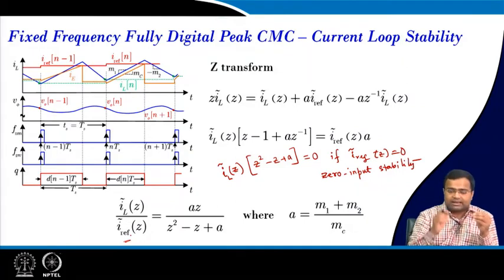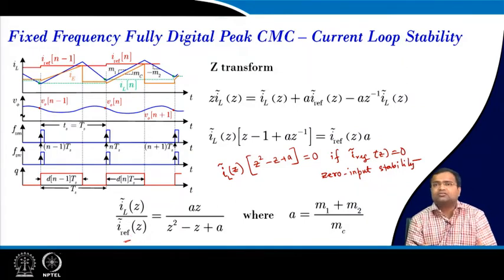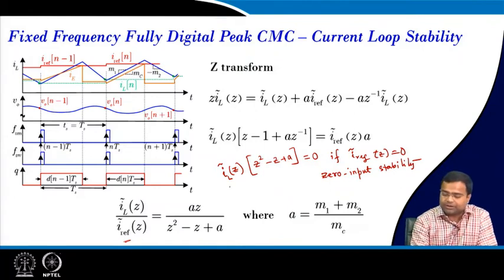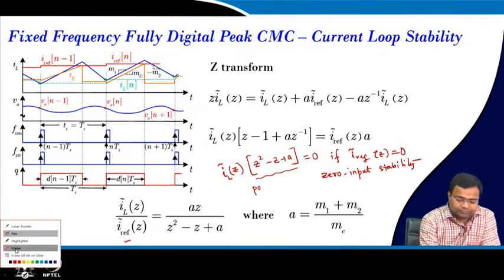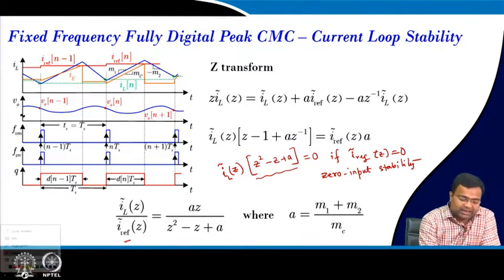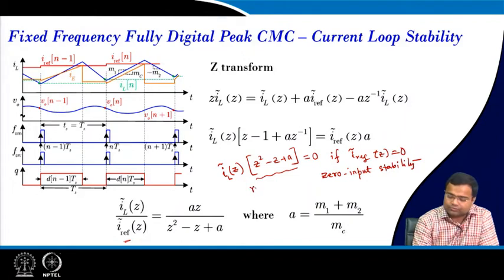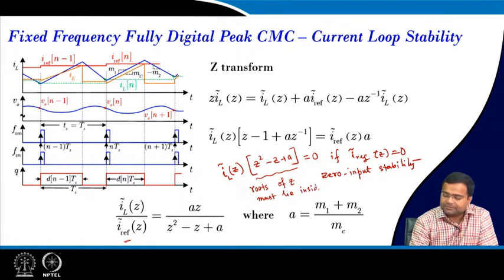If you perturb I_ref, then I_L(z) is also affected. So for zero input stability, we have to ensure that the poles of this, that means the roots of this equation, whether you call them poles or eigenvalues, the roots of z must lie inside the unit circle.